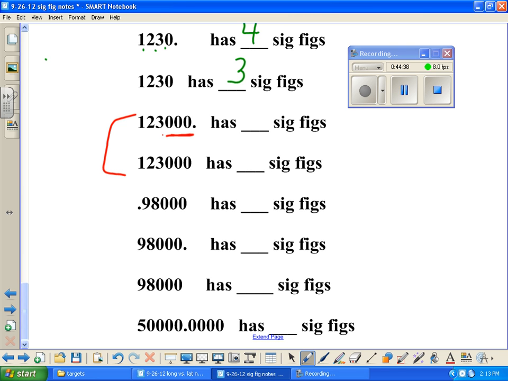And Miss Cecily, since there is no decimal point in here, how many of those zeros get to be in the sig fig club? None. You're right. This is when it just kind of doesn't.